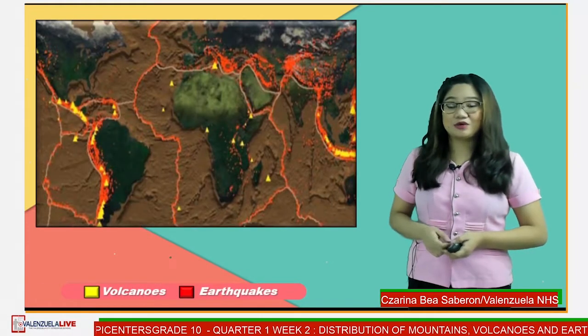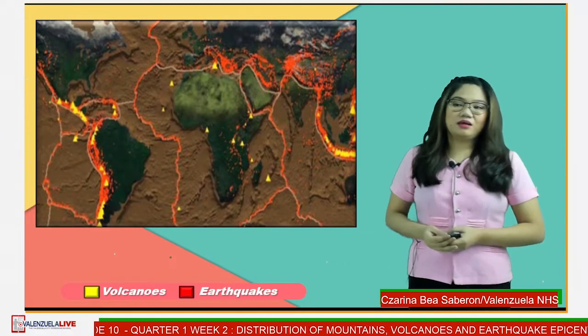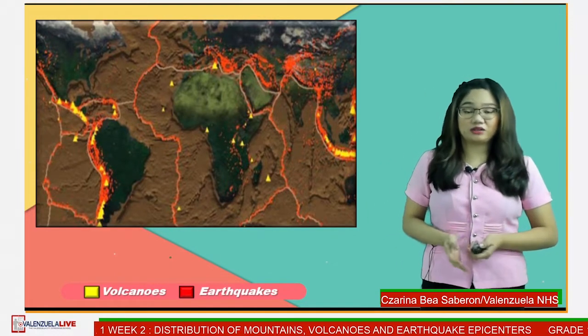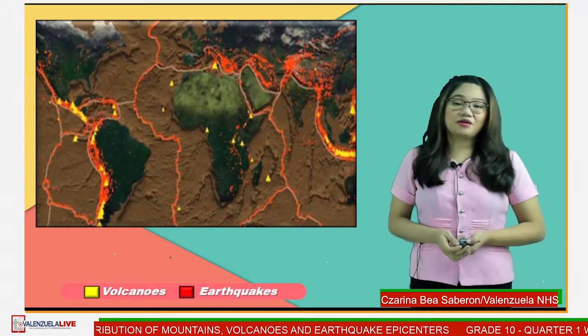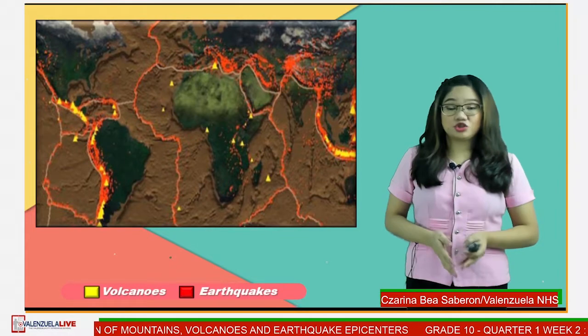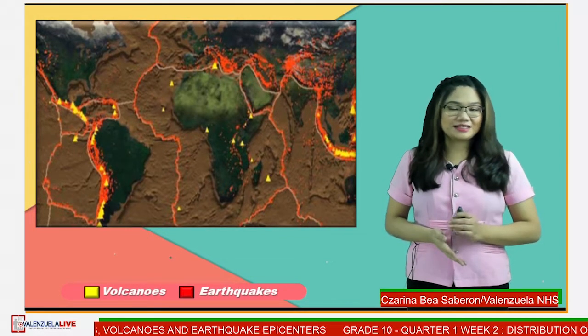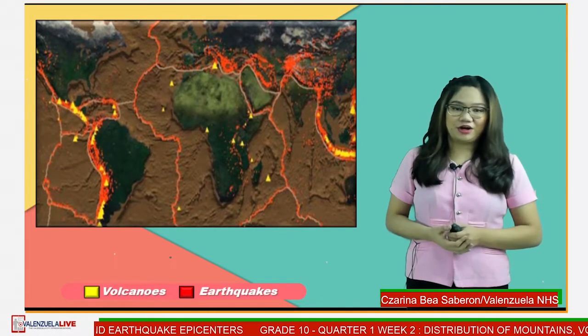Okay, so you see I have here a map. So on the down below you can see the legend. So the yellow pattern pertains to the volcanoes and the red ones pertain to the distribution of the earthquakes. So I'll be giving you at least 30 seconds to observe the map, and then I'll be asking you a question later on.